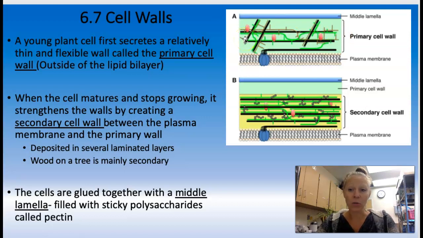As the plant gets older, it's going to start putting down the secondary wall with more cellulose. This secondary wall is actually the stuff that wood is made of, that trees create. In between the cells, you have this outside layer called the middle lamella. It's filled with a molecule called pectin, which is a sticky polysaccharide, and so it sticks those cells together. That middle lamella is going to be between the plant cells.